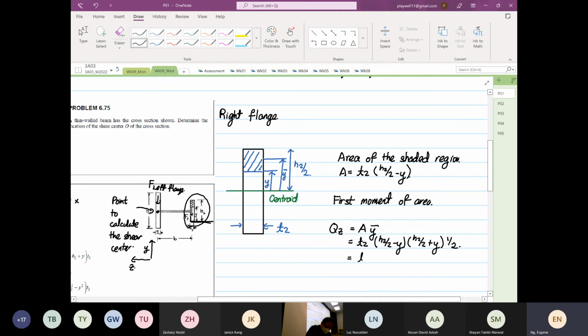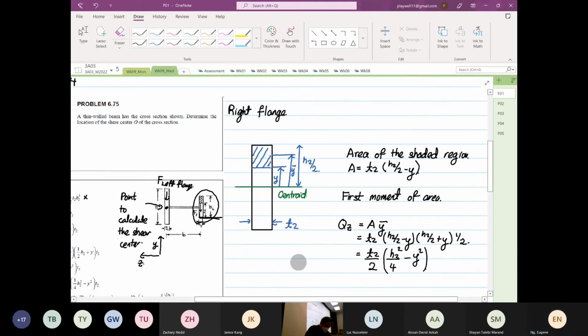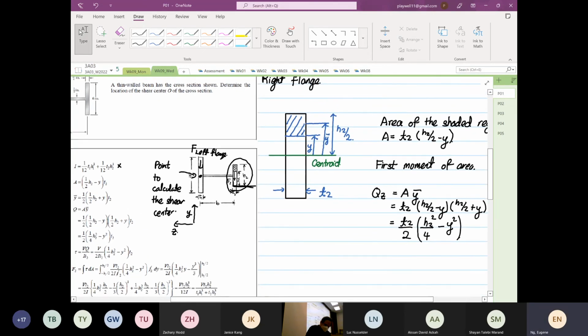So this is equal to t2 over 2 multiplied by h2 squared over 4 minus y squared. So if you look at the solution where we are, we're at Q z, okay? Our form we come out is very similar, right? The form, yeah, look at the solution manual, is very, very similar, okay?